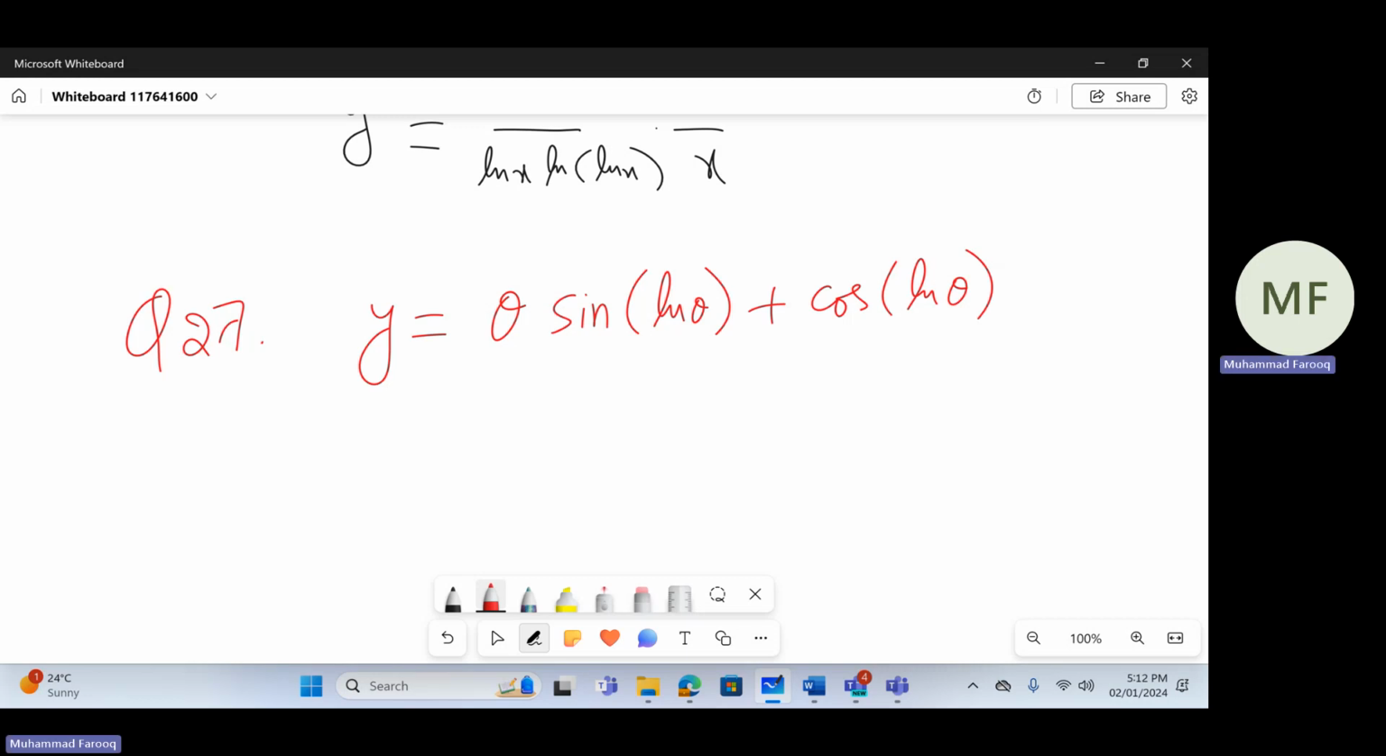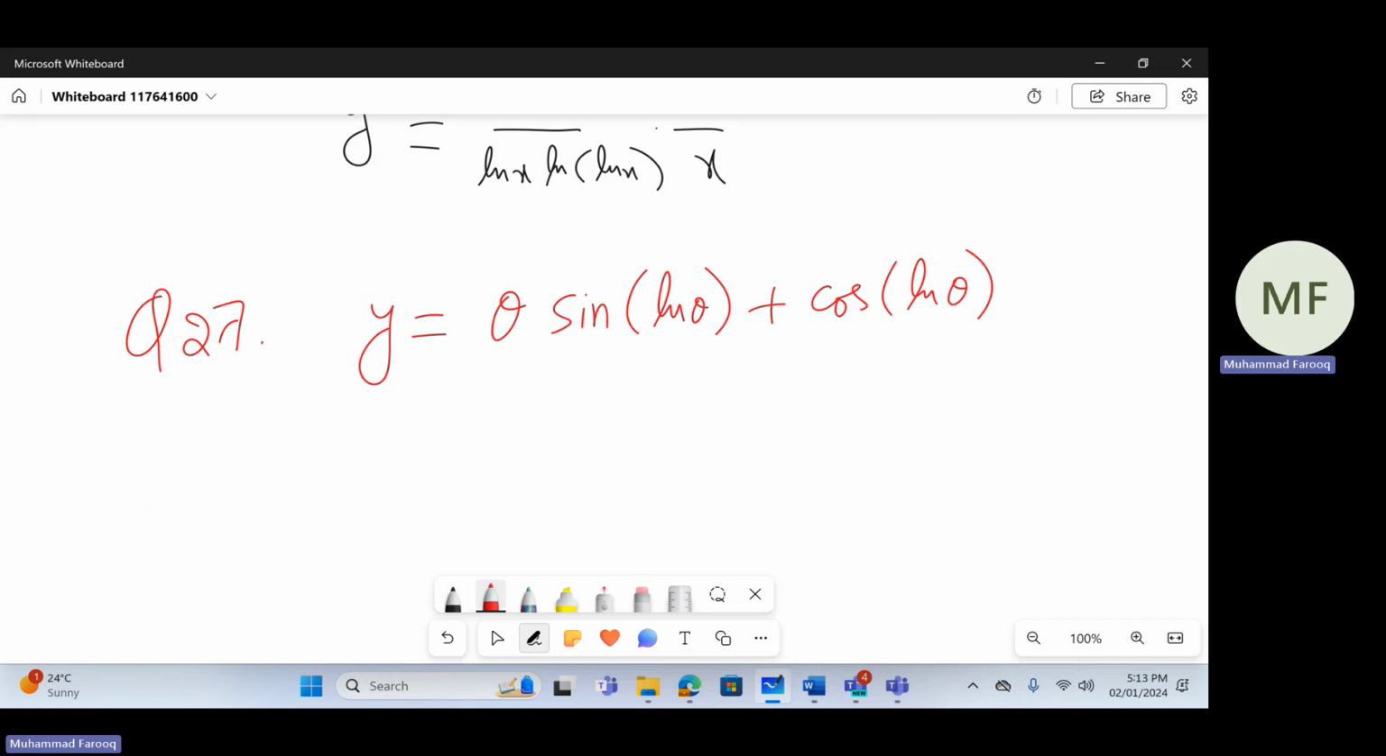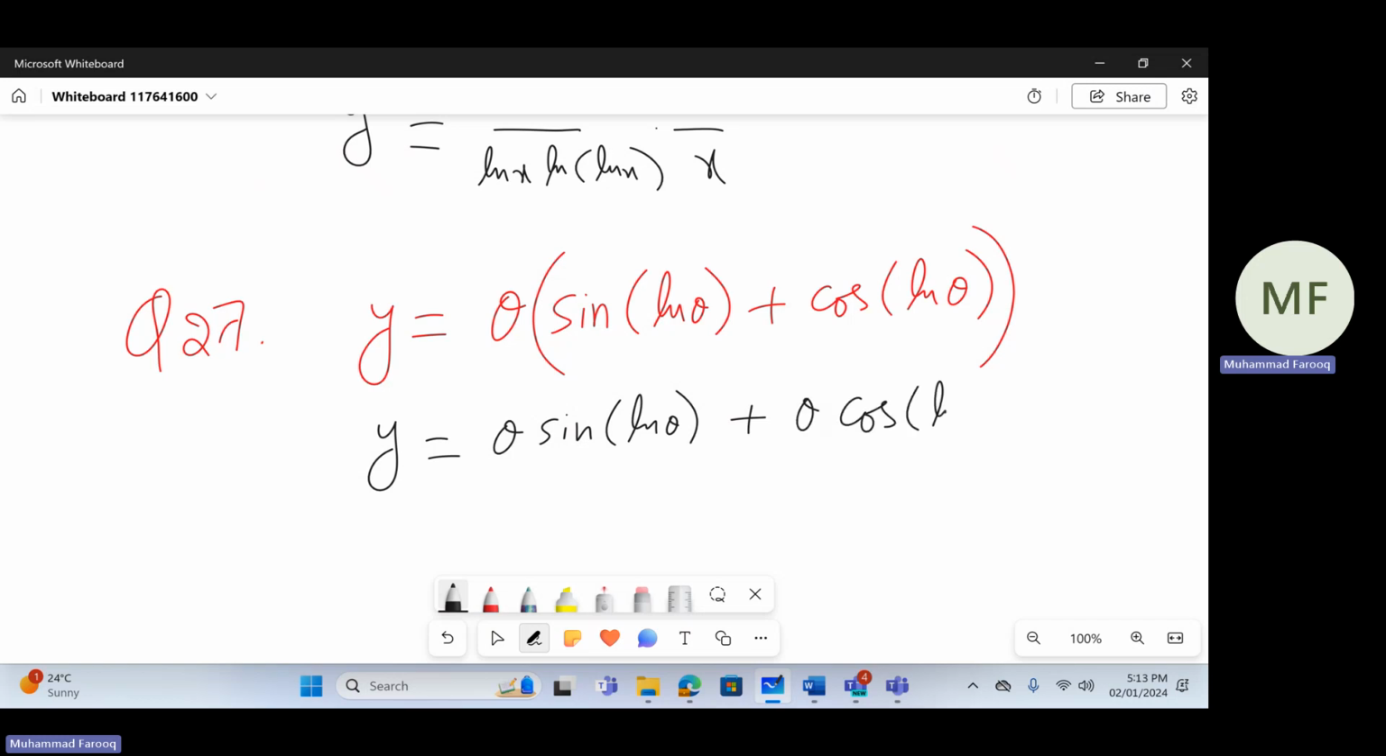I think you should modify it. I think there were brackets. In the question, theta is for all. You should look at the question. Okay, so do one thing. First of all, multiply theta with all. So it is theta sine of ln theta plus theta cosine of ln theta. I just multiplied the whole thing with theta because theta is outside as a multiplier.